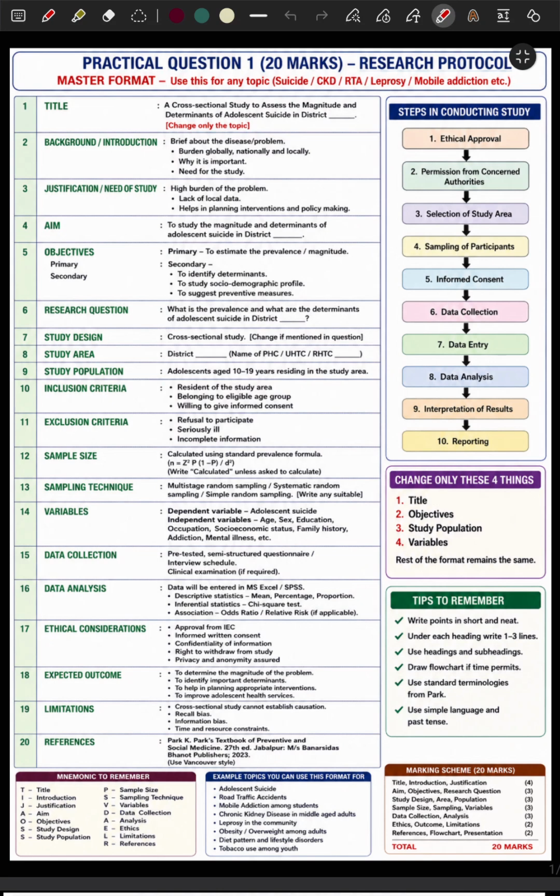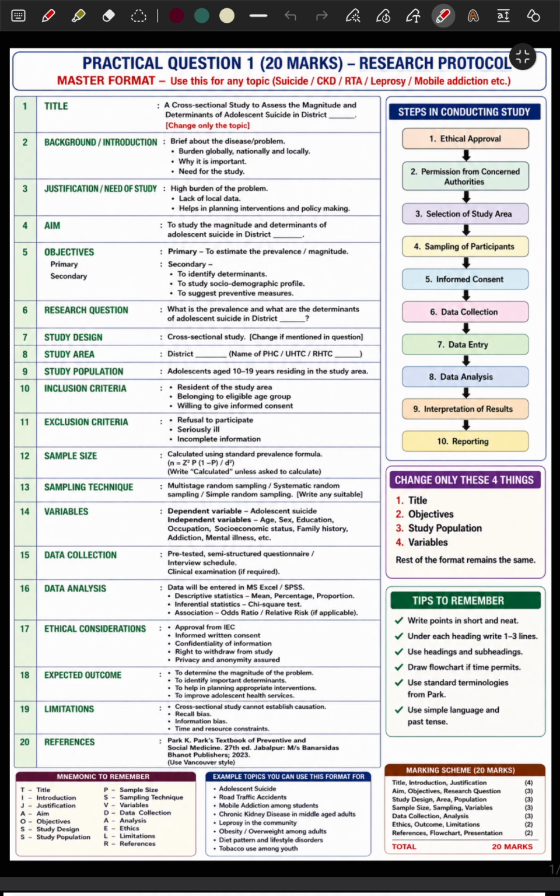What is the layout of a research protocol basically? The question can be on any topic: suicide, CKD, RTA, leprosy, mobile addiction, etc. So we just have to see what is the flow of the research protocol. First is the title: a cross-sectional study to assess the magnitude and determinants of adolescent suicide and distress in district dash. Okay, so like that we just have to change the topic.